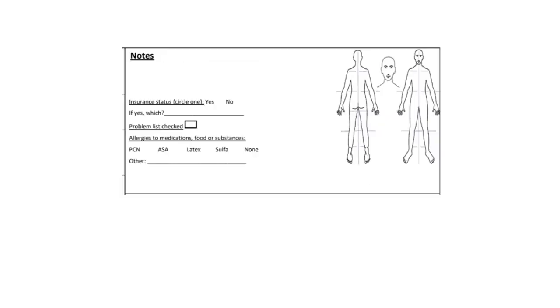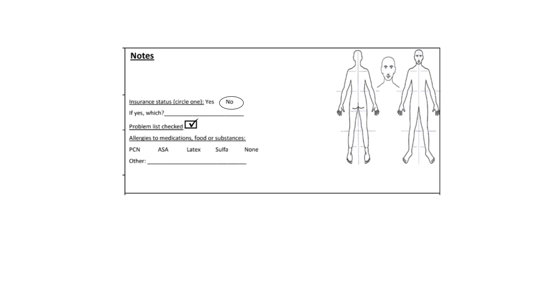So before we start on the HPI, we want to make sure that we check their problem list, so be sure to look in the medical history in the separate page on the chart to review this. And then you want to ask them about insurance status and their allergies to medications, food, or substances. So if they have insurance, please circle yes and state which one. In our case, the patient does not have insurance, so we'll circle no.